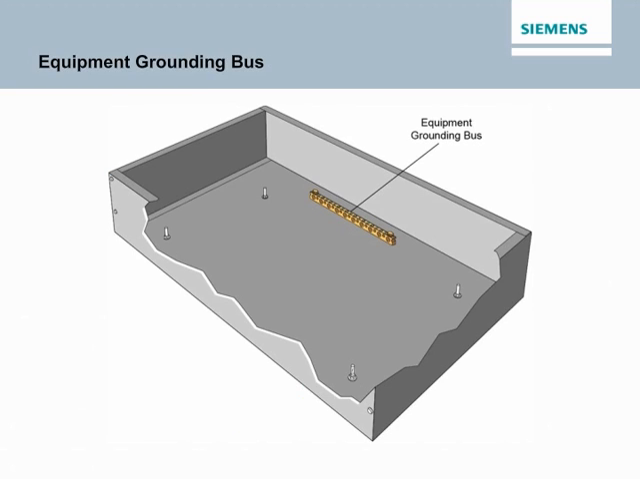A panel board may also require an equipment grounding bus, which is non-insulated and mounted inside the panel board directly to the can. All feeder and branch circuit equipment that are connected to the equipment grounding bus are at the same potential as the panel board can. Siemens panel boards come with an equipment grounding bus.